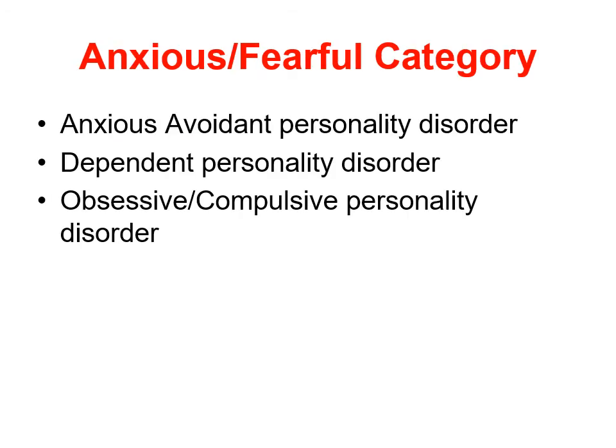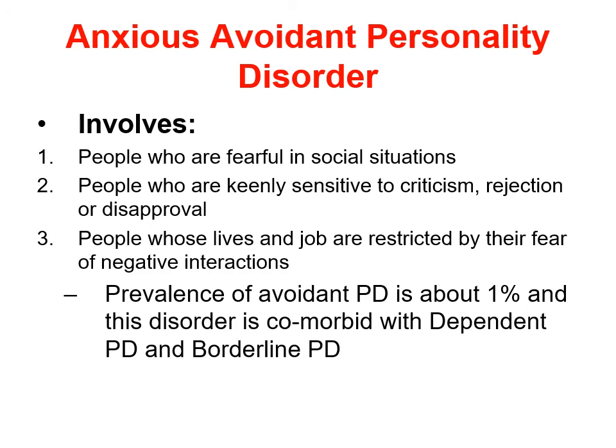The last category that we're going to look at is called the anxious and fearful category. These are the anxious avoidant personality disorders, dependent personality disorders, or the obsessive compulsive disorders. With the anxious avoidant, these are people who are fearful in social situations. They are very sensitive to criticism and rejection or disapproval. People whose lives and jobs are restricted by their fear of negative interactions.